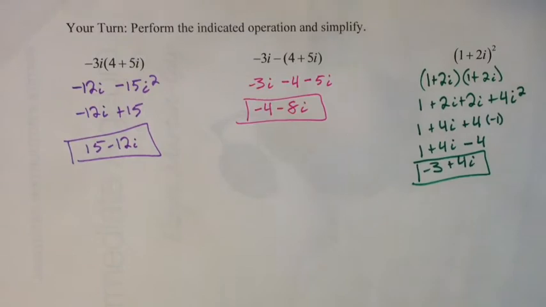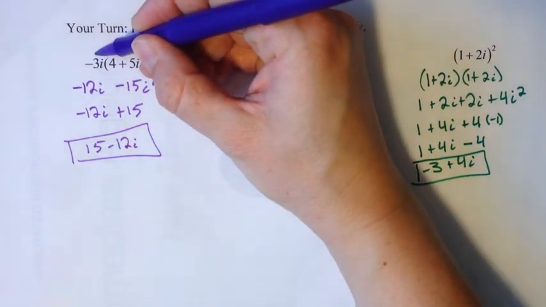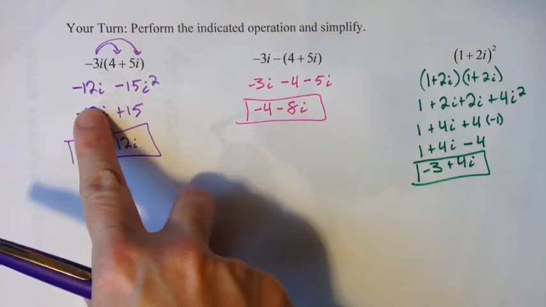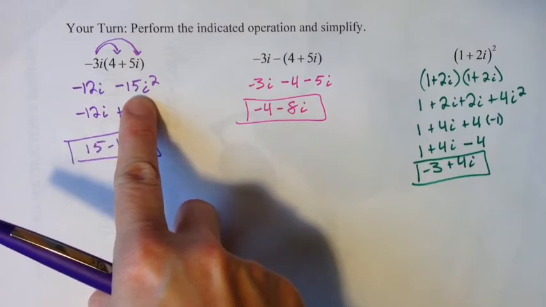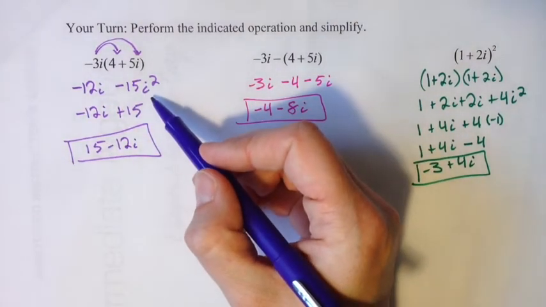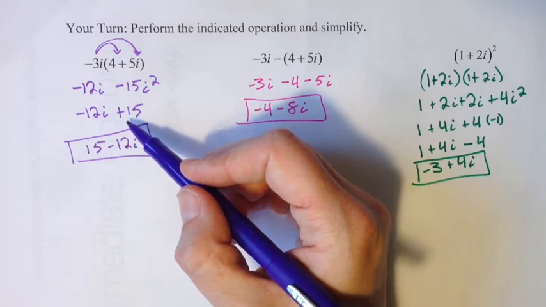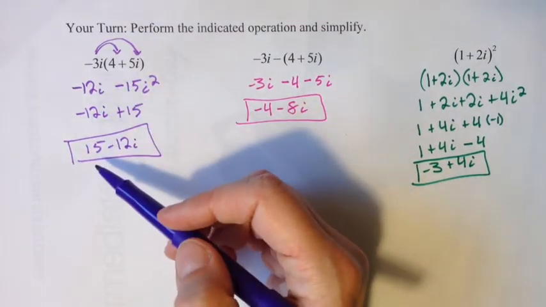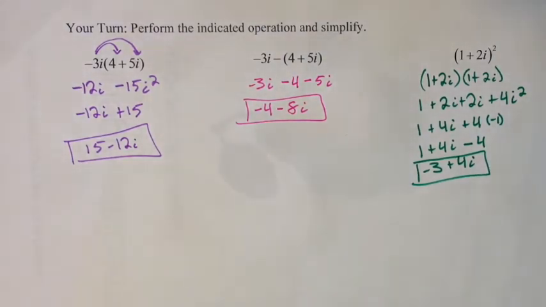And we're back. My first problem was negative 3i multiplied by 4 plus 5i. So I distributed that minus 3i to each of these two terms, giving me negative 12i and negative 15i squared. But that i squared is eventually going to flip the sign on the 15, making this 12i plus 15. And then I can rearrange those to be 15 minus 12i.